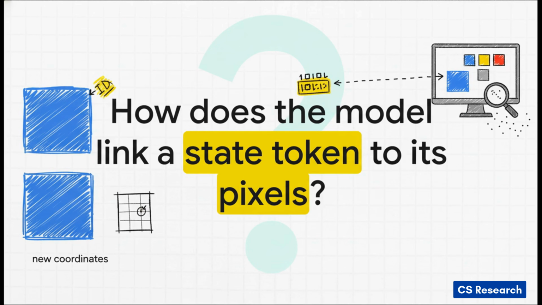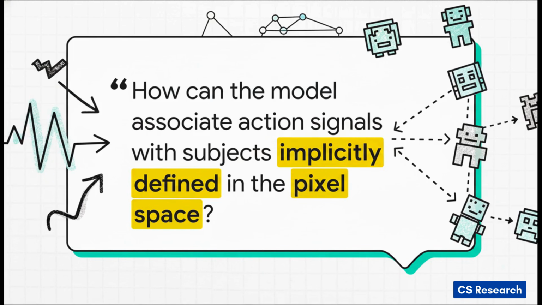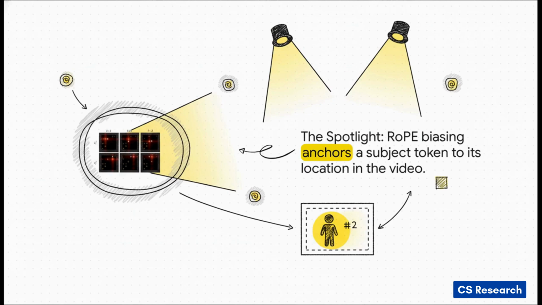But how does it find the actual pixels of the blue square in the last frame to know what it needs to redraw in that new spot? Remember, the state token is just an ID, it's not a visual object. The researchers themselves put this challenge perfectly. How can you connect these abstract control signals, these ideas, with characters that only exist as a bunch of colored pixels in an image? And the answer, which is just brilliantly shown here, is something we can call this spotlight.